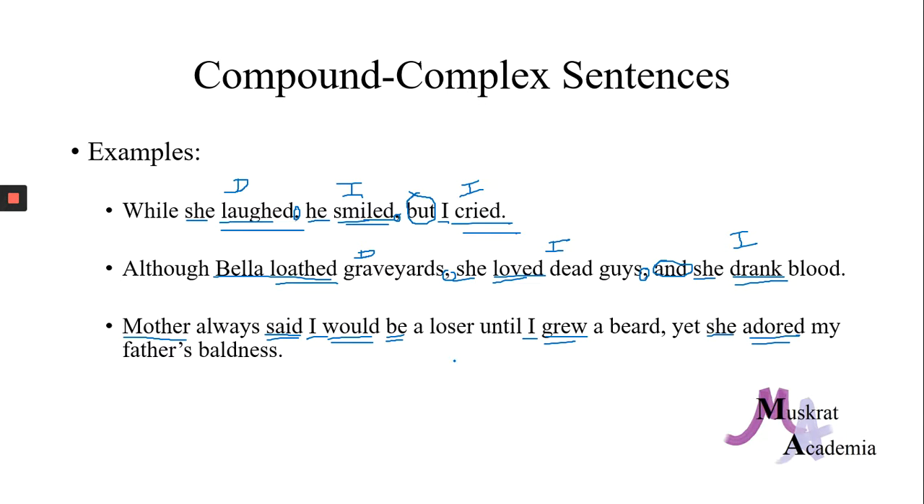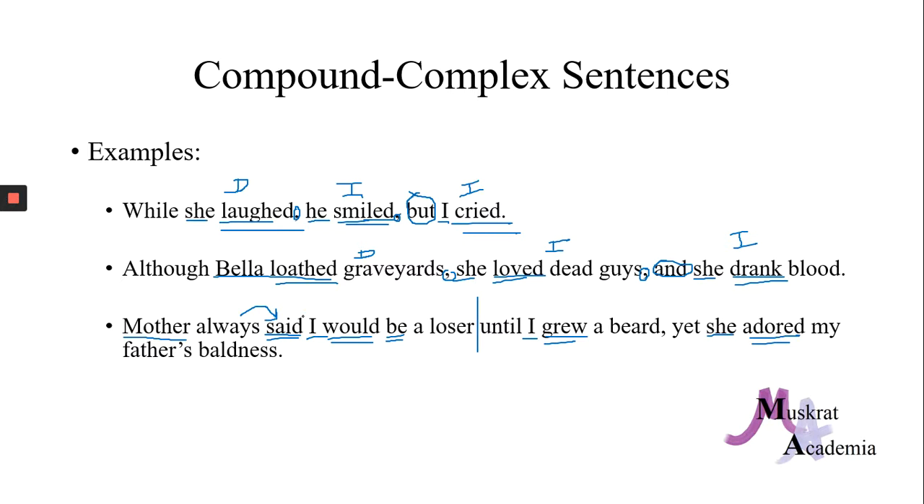Say, who said? Mother said. Who would be? I would be. Who grew? I. Who adored? She did. And we're out of verbs. We're out of subjects. So always in this case is acting as an adverb to said. I always would be a loser. So a loser is connecting to this verb here. It's working with that. Until I grew a beard. So until is a key word. So we can just cut that off right there.